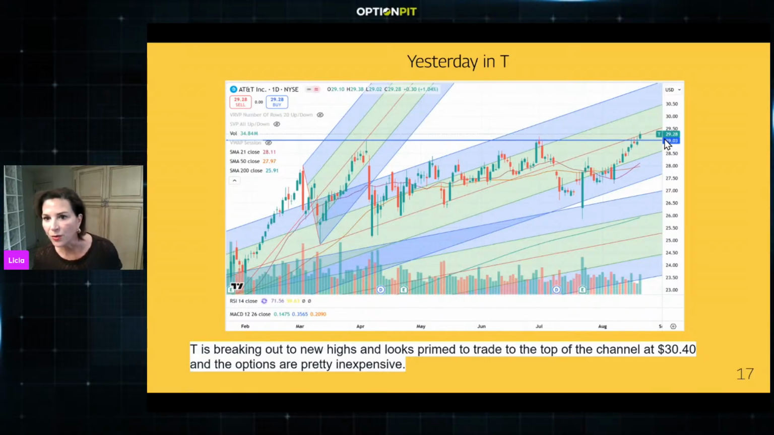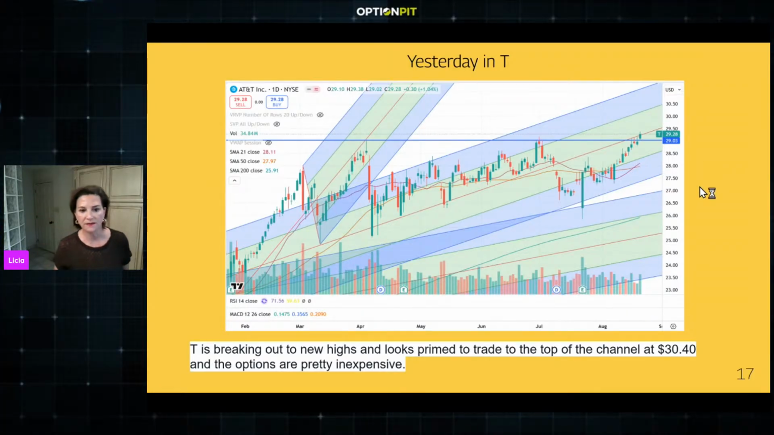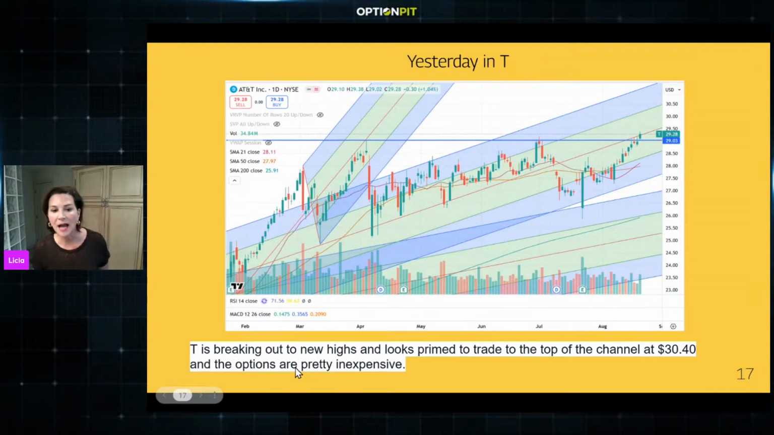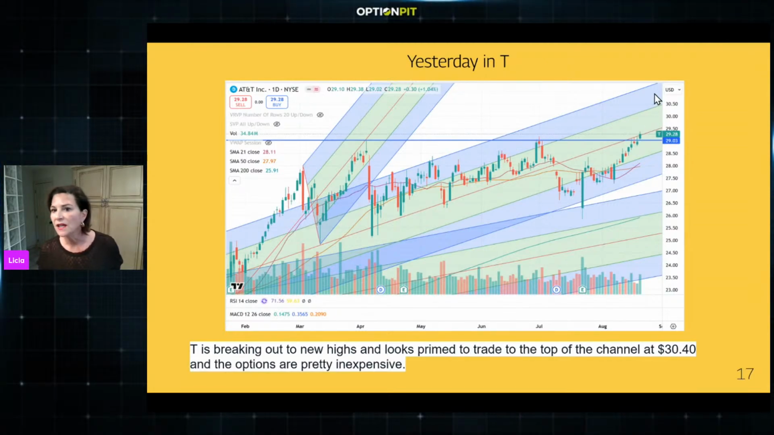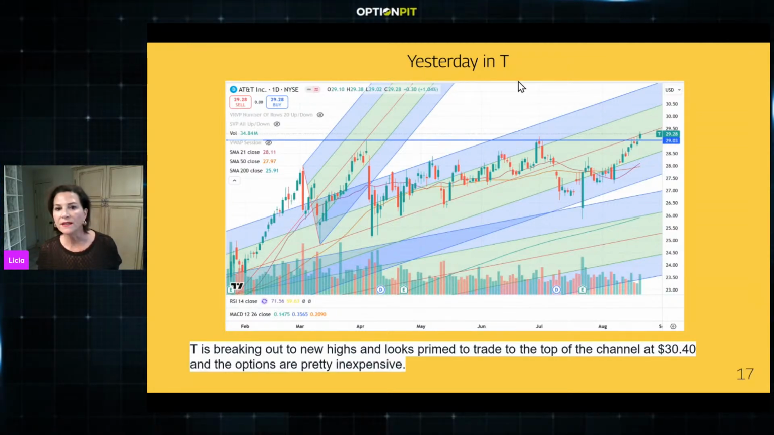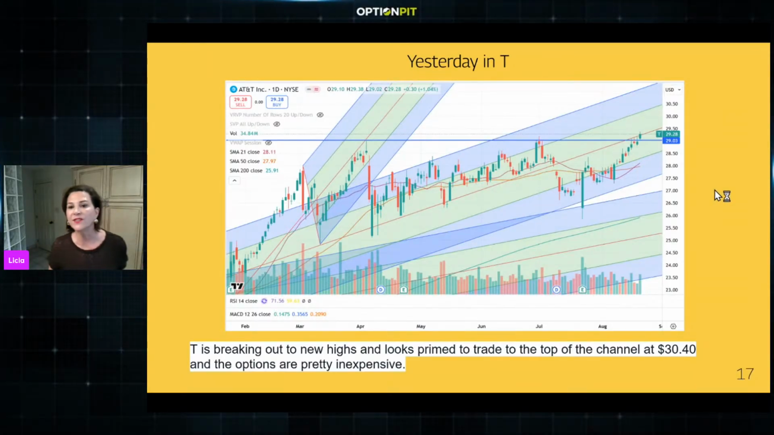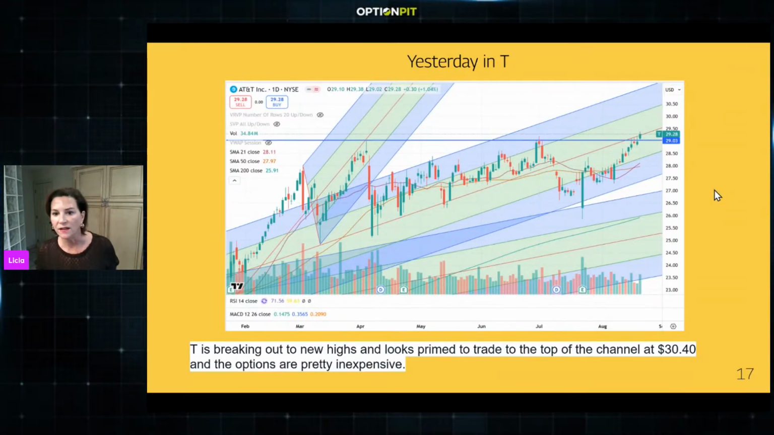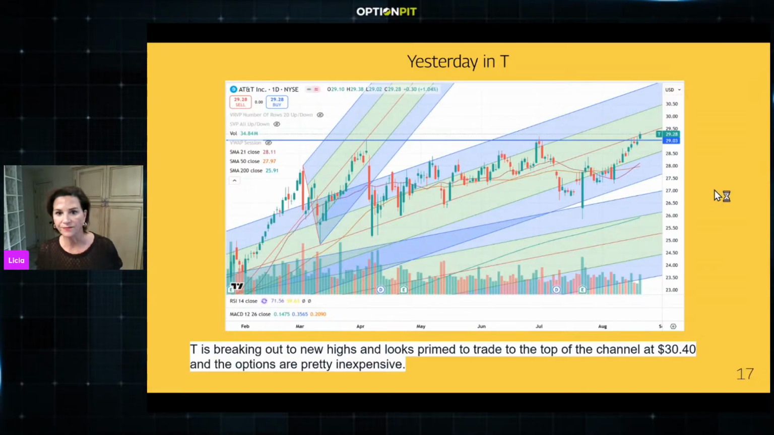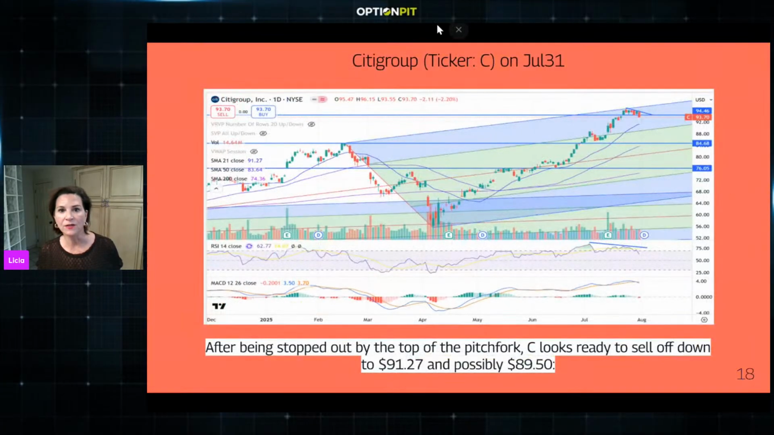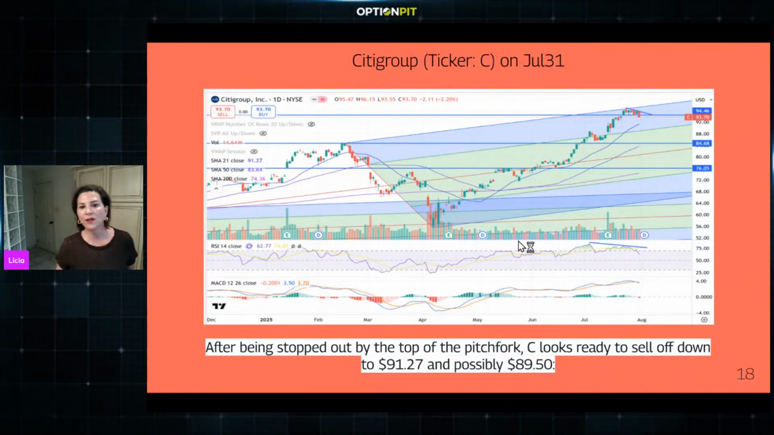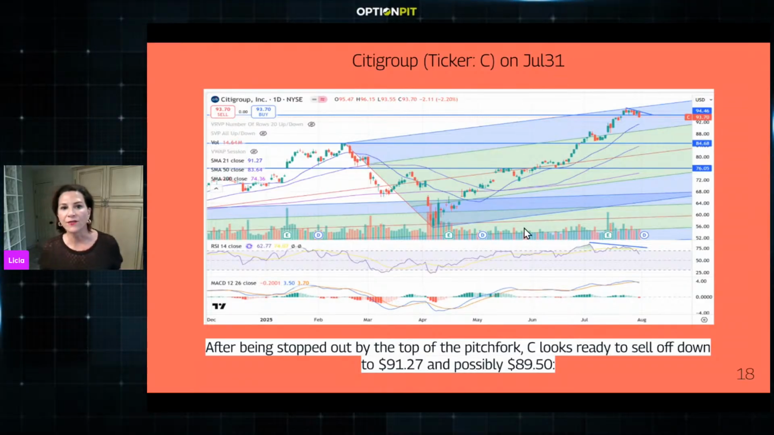Last night it closed 29.28. Also, the options are very inexpensive. For a $1 move, you can buy 45, 50 cent options, and they'll go to $1. The risk reward is there. So that panned out. Here was one from my watch list on July 31st.